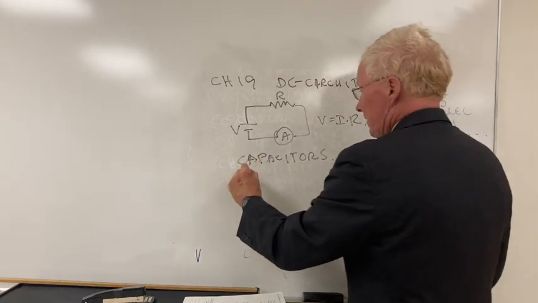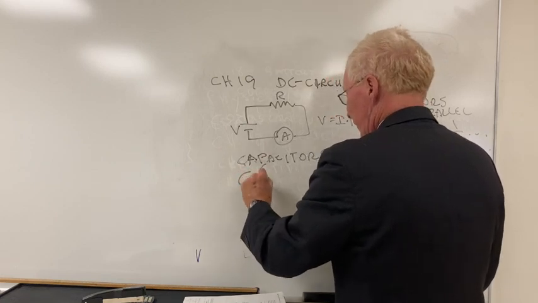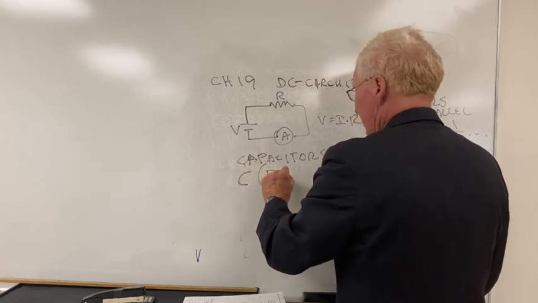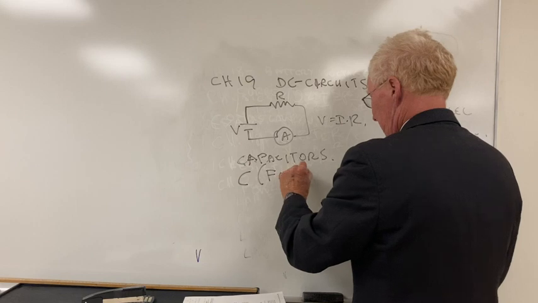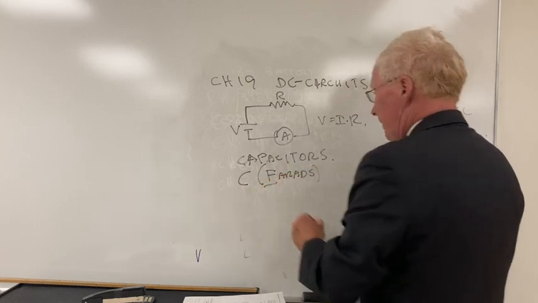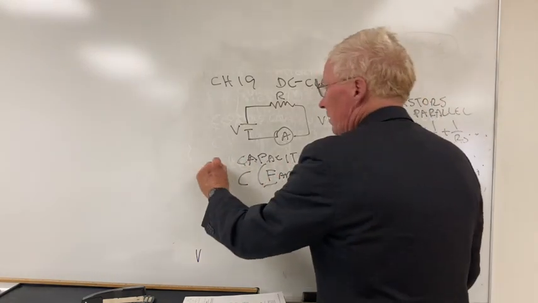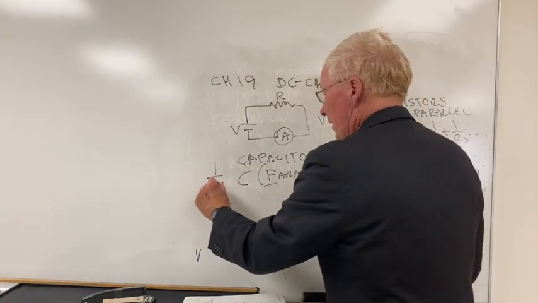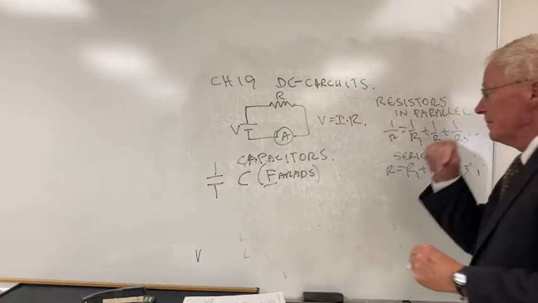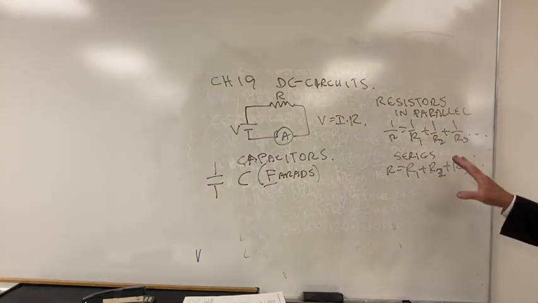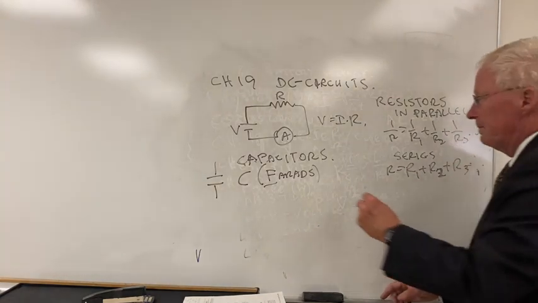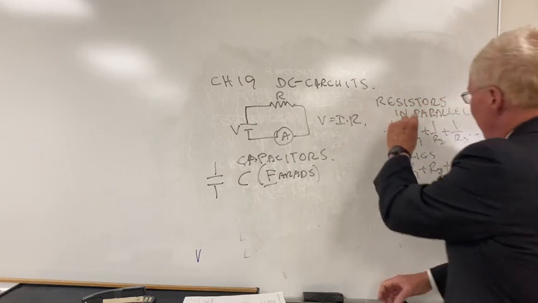And in this case, that's given by C with the unit of farads, capital F. And the symbol for capacitors is just two even parallel lines, so opposite resistors. Capacitors in parallel.